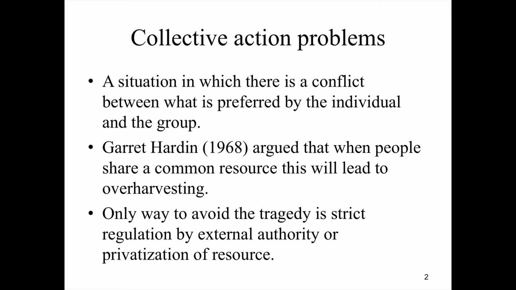In a famous essay, Garrett Hardin used this example to show that when people share a common resource, this will lead to overharvesting. The situation is known as the tragedy of the commons, and according to Hardin, there are two possible solutions. One solution is to privatize the resource so that each individual resource user manages its own property. The second solution is to have strict external regulations, such as permits or licenses from an external authority, such as the federal government.